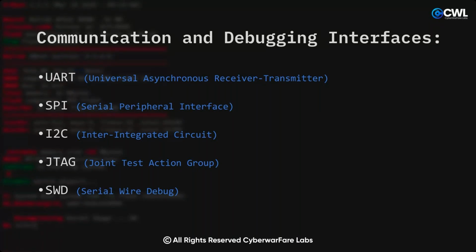SWD is a two-wire protocol for debugging ARM-based microcontrollers. It is simpler and less complicated compared to JTAG. JTAG requires so many pin configurations, and we have to identify the pins using JTAGulator if there is no datasheet. But with SWD, we can easily find the pins, unlike JTAG. It is used for accessing the debug interface and performing tasks like memory inspection and firmware update. So this is all for these communication and debugging interfaces.